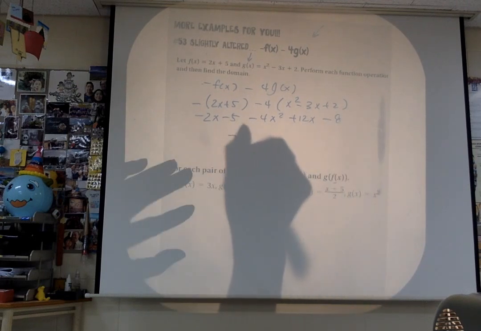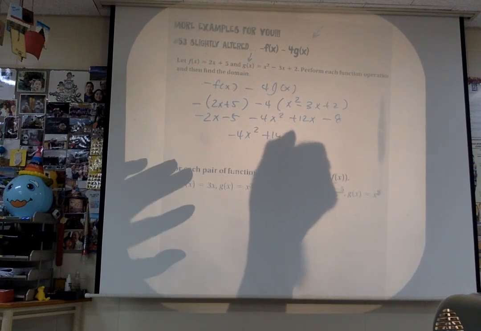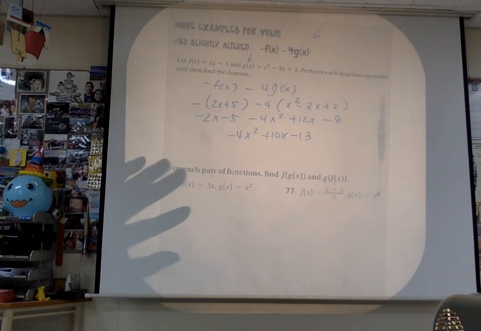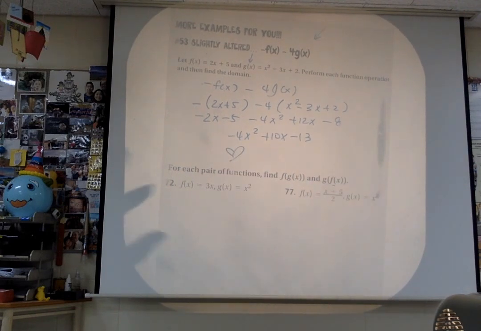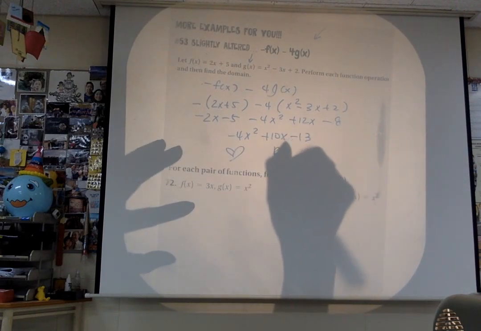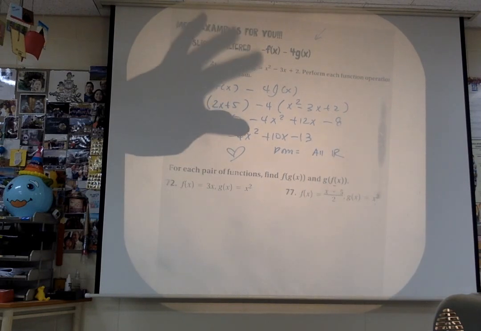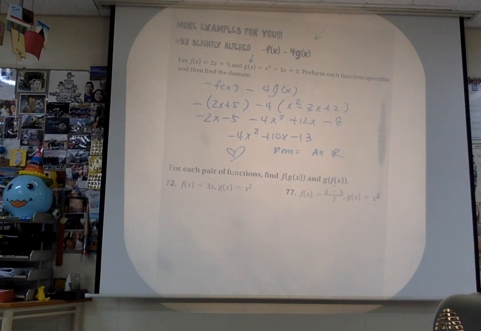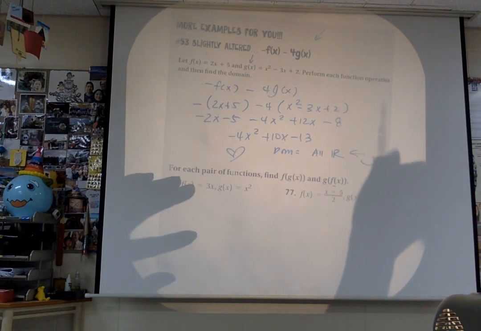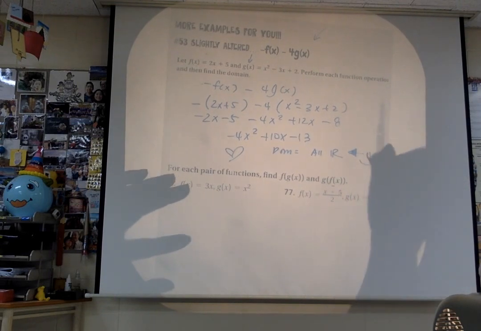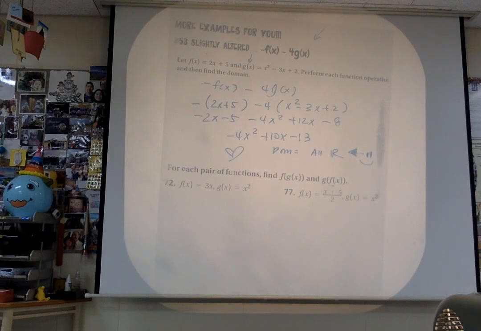When you simplify that, you get negative 4x squared plus 10x minus 13. Woohoo! All right? And this one, what's the domain? All reals. Because think about it. Is there any restriction to x? Is there a value for x that we cannot plug in there? Nope. That's why it's all real numbers. Don't forget the domain, okay? It's going to come really handy later in the unit, okay?